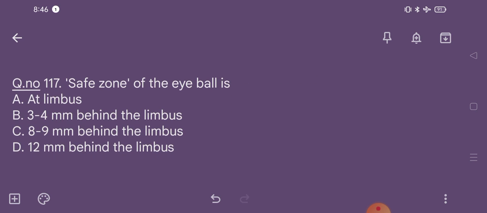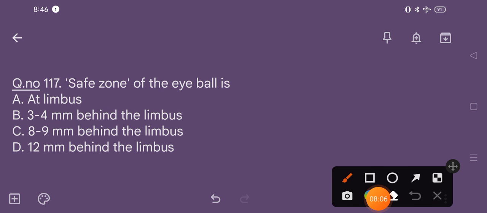Question number 117. Safe zone of the eyeball is: option A, at limbus; option B, 3 to 4 mm behind the limbus; option C, 8 to 9 mm behind the limbus; option D, 12 mm behind the limbus. The correct option is option C, that is 8 to 9 mm behind the limbus.